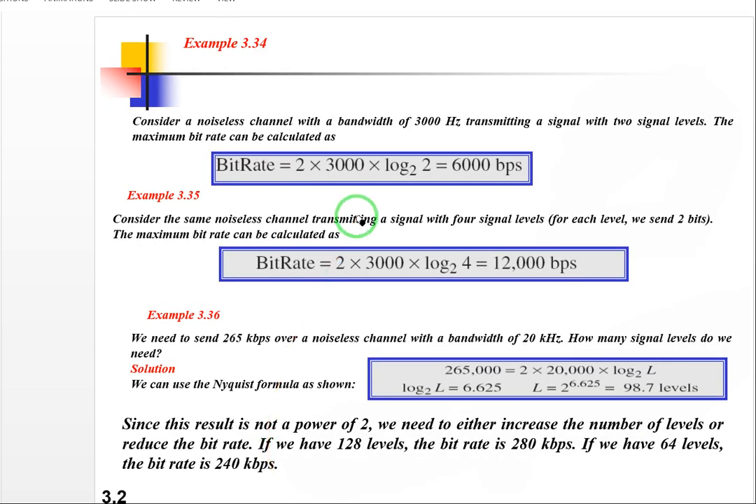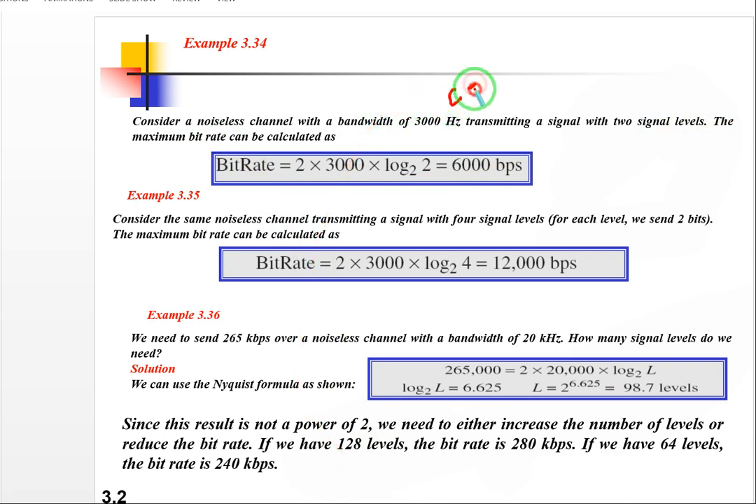Now we have Example 3.34 from our book. It's about Nyquist's equation. It says, consider a noiseless channel with a bandwidth of 3000 hertz. What is the bandwidth? Bandwidth is 3000 hertz. Transmitting a signal with 2 signal levels. How many levels? 2 levels. The maximum bit rate can be calculated with the formula.